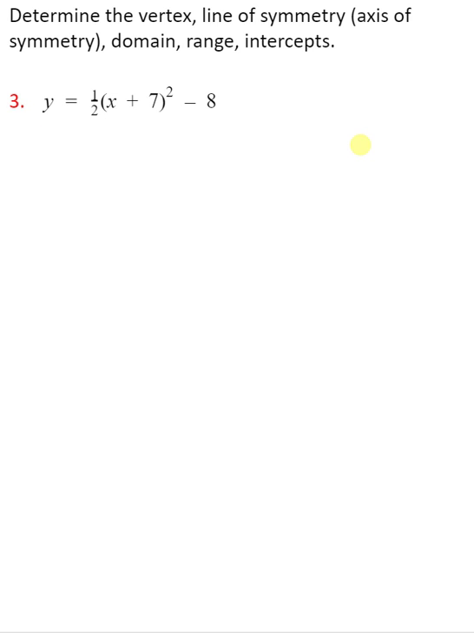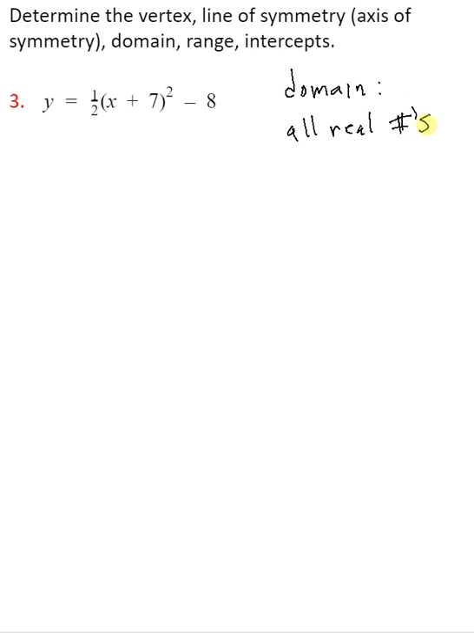In this video, I'm going to find the vertex, line of symmetry, domain, range, and intercepts of this quadratic equation in vertex form. So I'm going to start with the domain, and it's all real numbers. So I can plug anything in I want for x.